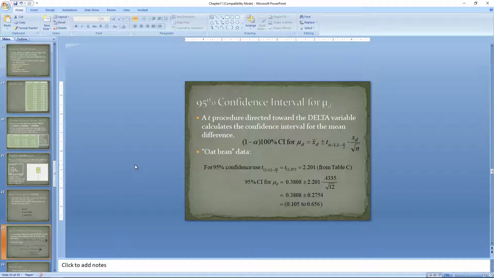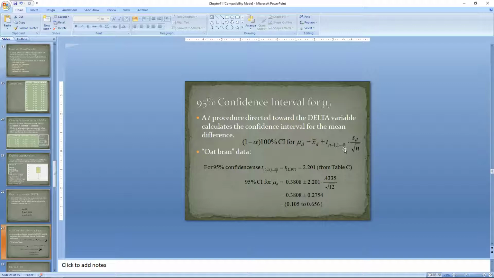Now, if we wanted to calculate a confidence interval for mu delta, a T procedure directed towards the delta variable calculates the confidence interval for the mean difference. We set up our problem just like we have been for confidence intervals. We just have to make sure we go to the back of the book and find our new value for the T distribution, which is t with degrees of freedom at 1 minus alpha over 2. We had 12 samples there, so our degrees of freedom is 12 minus 1, which is 11.